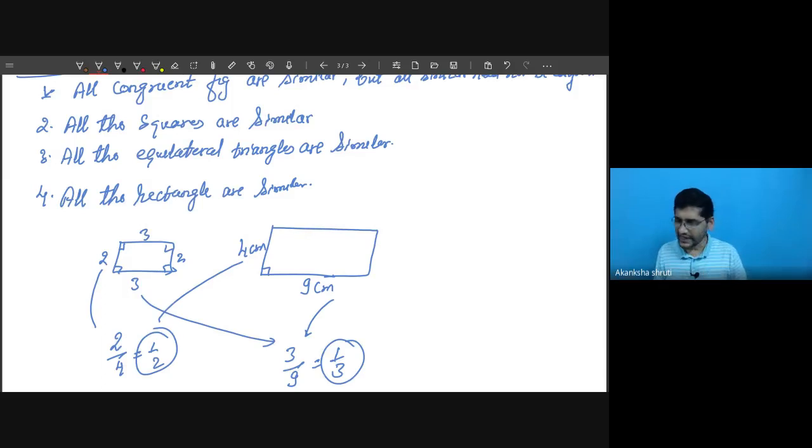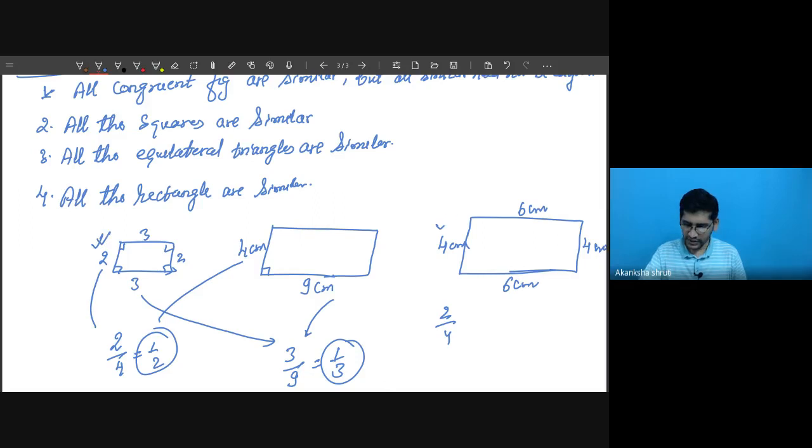If we draw in a scaled form, then they will be similar. Say if we had drawn the rectangle with sides 4 centimeter and 6 centimeter, and the other also 4 centimeter and 6 centimeter. In this case, 2 by 4 is 1 by 2, and 3 by 6 is also 1 by 2. In this case, it is possible that the two rectangles are similar.